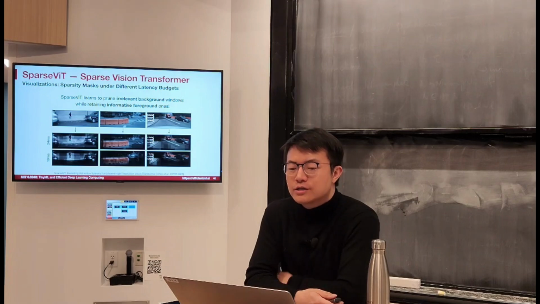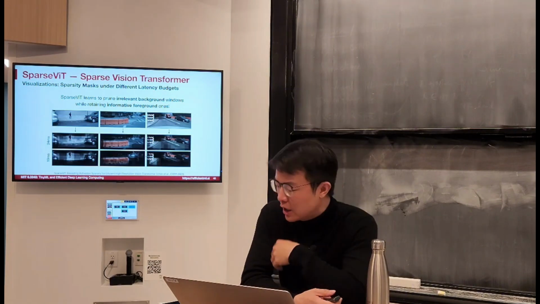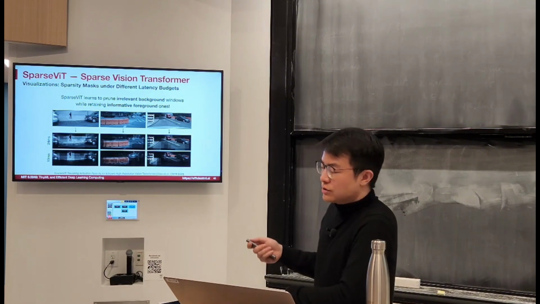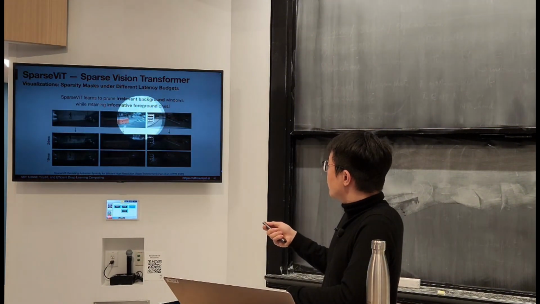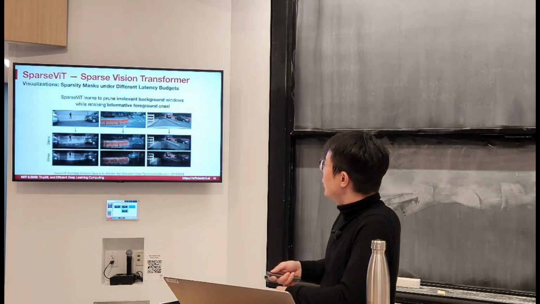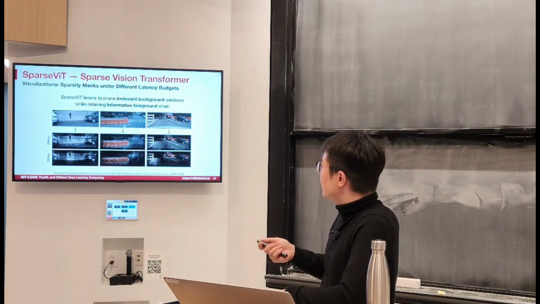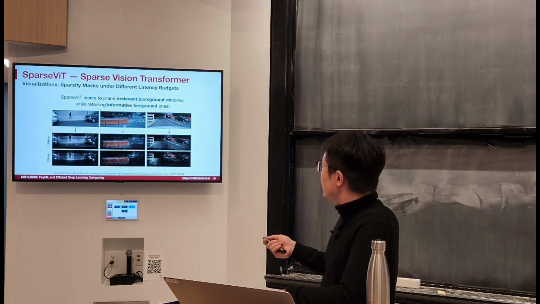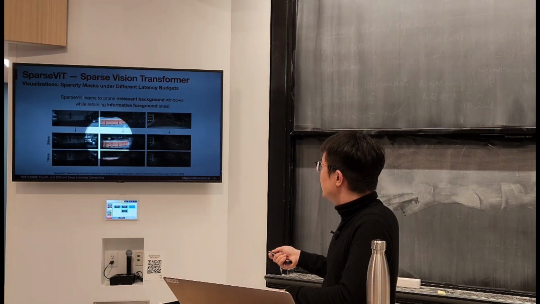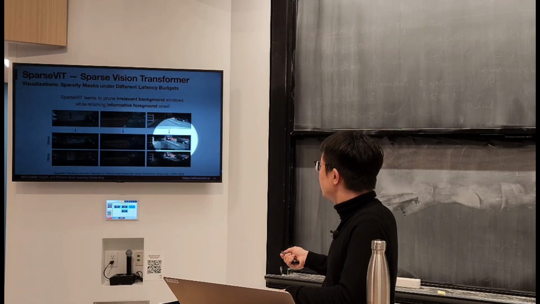And let's visualize the sparsity mask. What kind of mask did we learn in this case? Given these are 3 frames in a driving scenario, sparsity tries to prune those irrelevant background regions. For example, this is the 24 millisecond latency model. They focus on those foreground objects rather than the background.